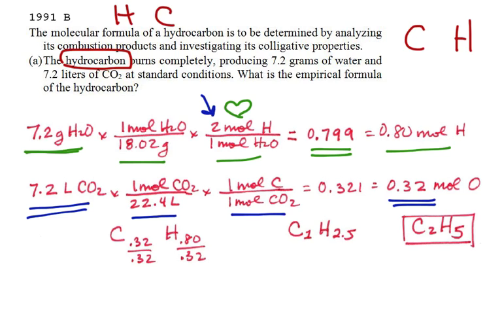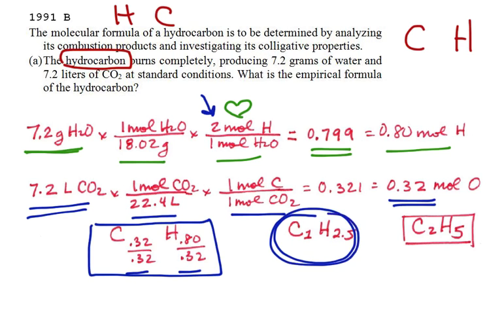So standard situation, the formula is sort of like this: carbon 0.32, hydrogen 0.80. But of course nobody writes formulas like that, so we divide them both by the smaller number, 0.32, and it comes out to C1H2.5. If it's 2.5, let's multiply both of those by 2, and we end up with the final answer, C2H5. So that is our empirical formula, and that's problem 1991.